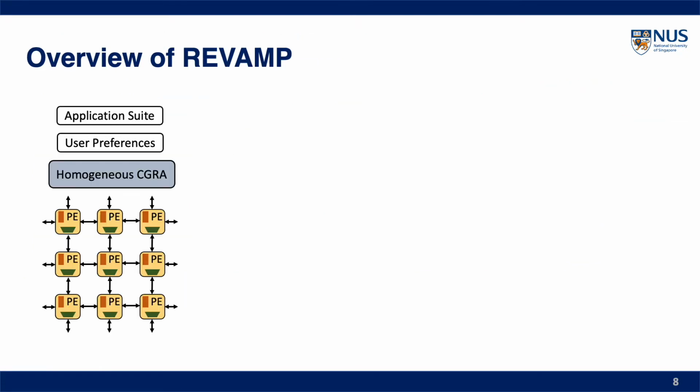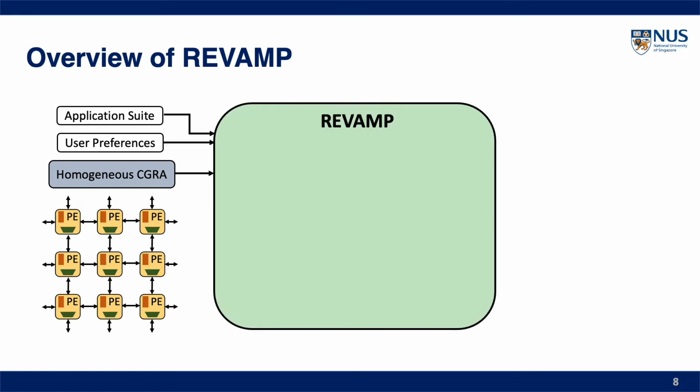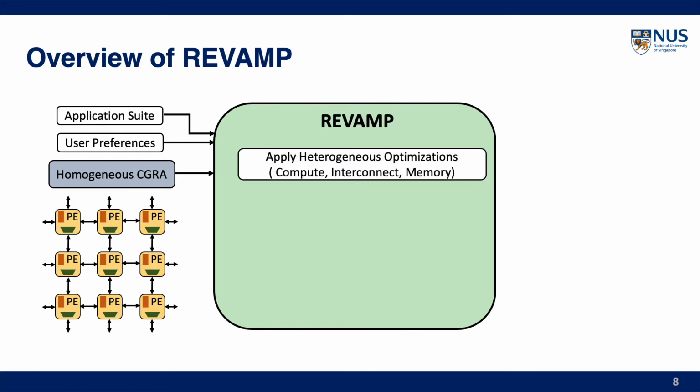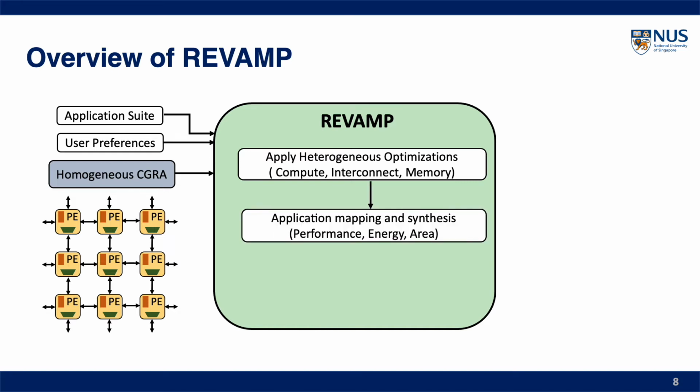Given a target application kernel suite and a reference homogeneous CGRA, REVAMP searches the design scope and derives a Pareto-optimal heterogeneous architecture. The framework selectively applies individual optimizations at the microarchitectural level in terms of compute, interconnect, and memory. Generated architectures are then synthesized to estimate the power and area values.